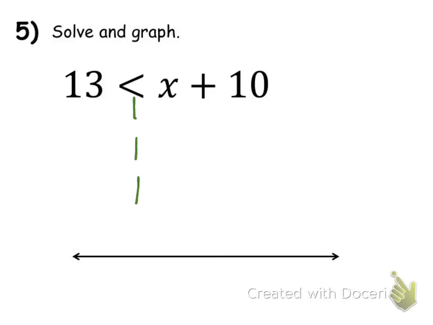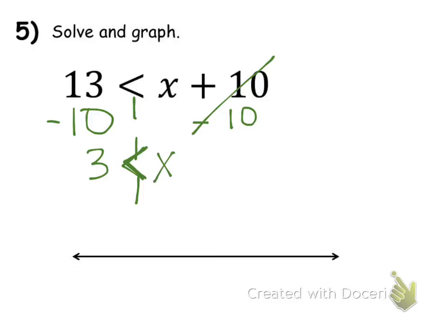So for number 5. How do I get the x by itself? Subtract 10 from both sides. On the left, what is 13 minus 10? What is it? 3? Keep your less than symbol. Then we have our x.